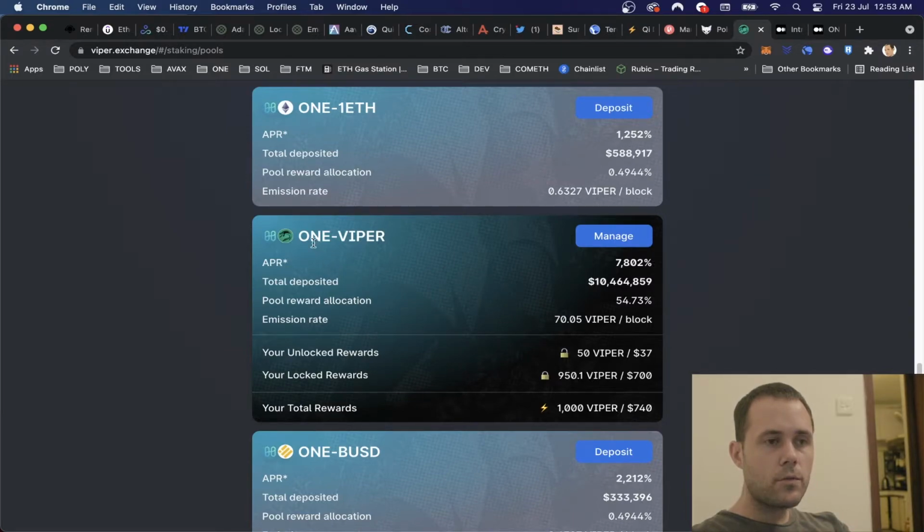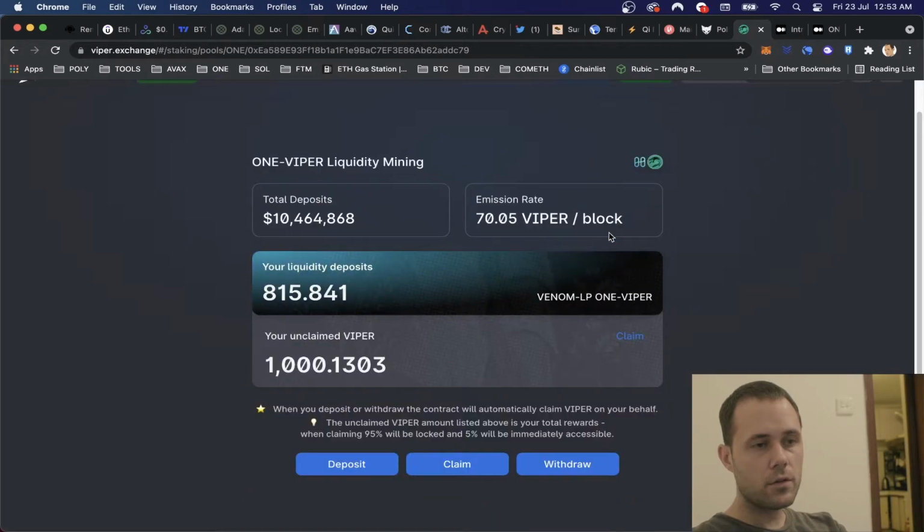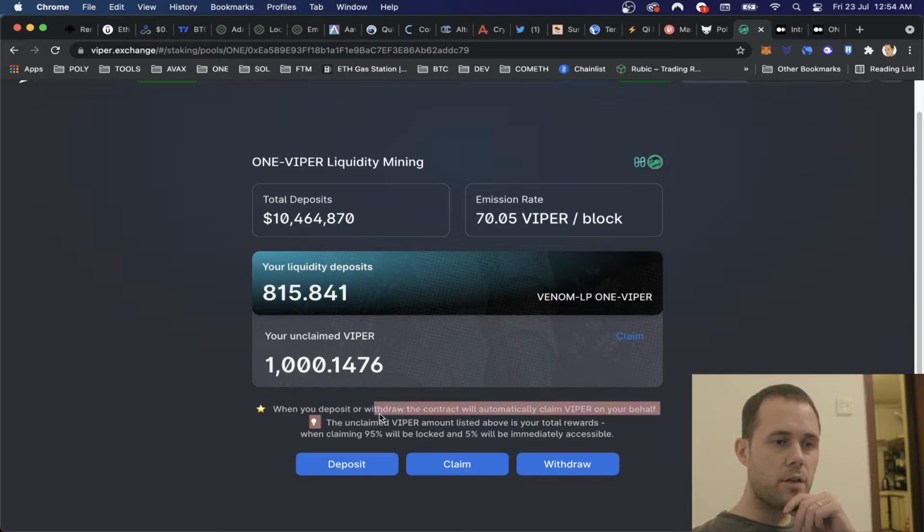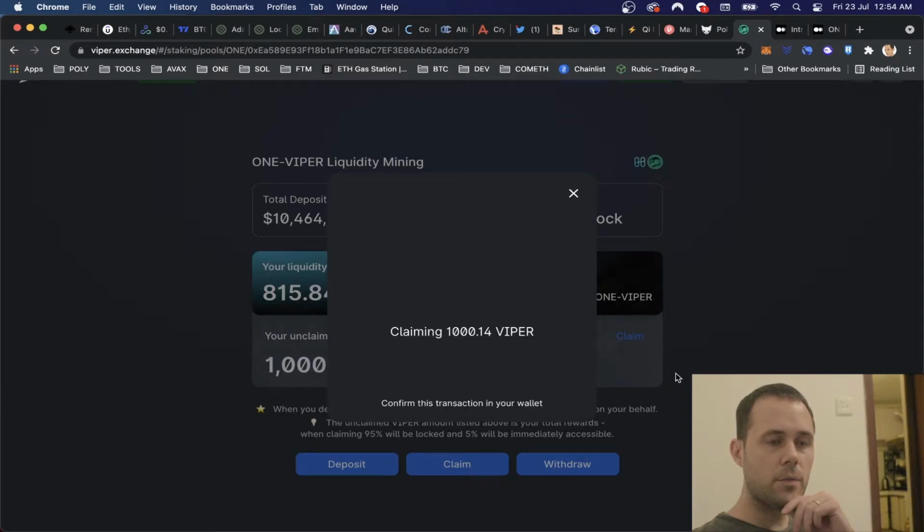So the actual one Viper pool I've got on here is getting a crazy APR still, 7.8K. And I've got 700 locked and 37 to claim. Let's take a look. I can't even remember how much I deposited on here. I think I deposited somewhere between $200 and $400. And that's got to be down quite a significant bit. So here we say, yeah, the Viper, 5%. You can access that 5%, you can't access the 95%, so let's claim that.